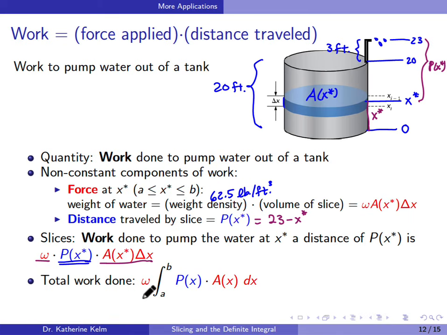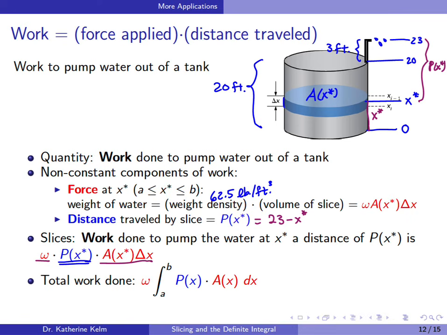The total work done to pump all the water out of the tank is going to be omega, which is a constant, times the integral from a to b of P of x times A of x dx. Again, I recommend that you not memorize this formula, but rather use the concept of slicing and draw a picture so that you can use the fact that work is force times distance to work out this formula for yourself for each problem.